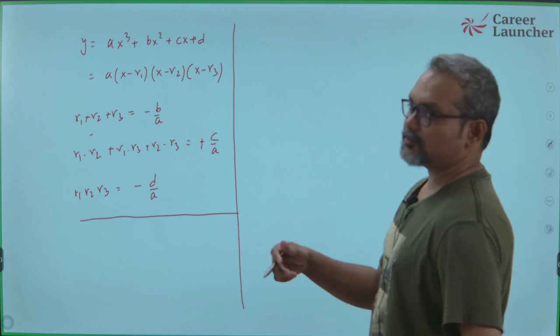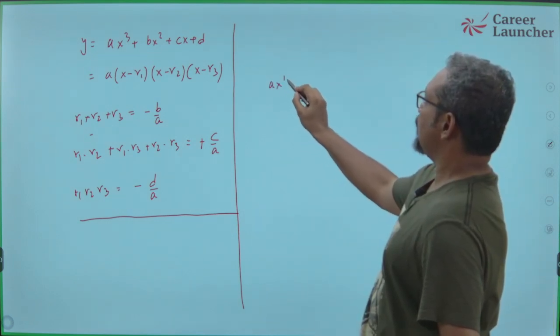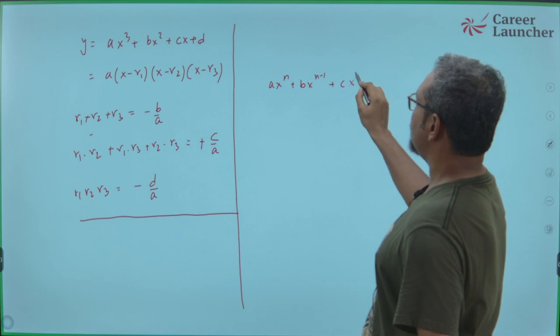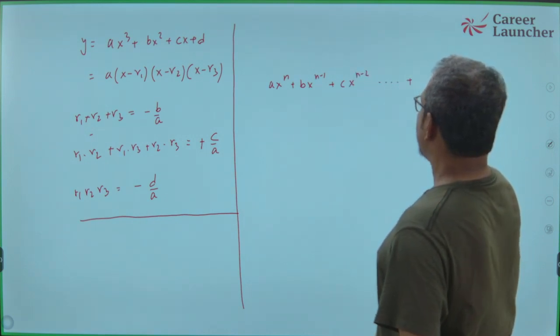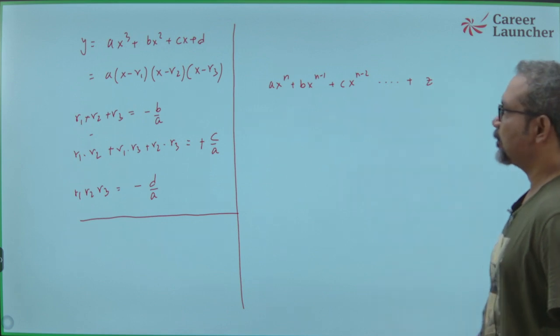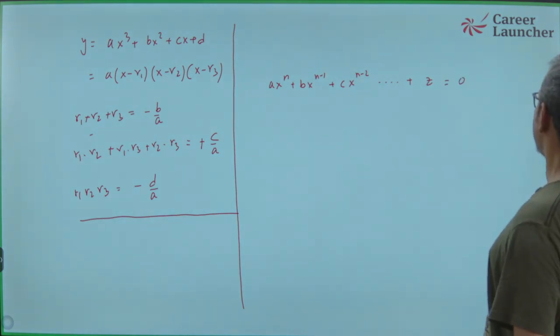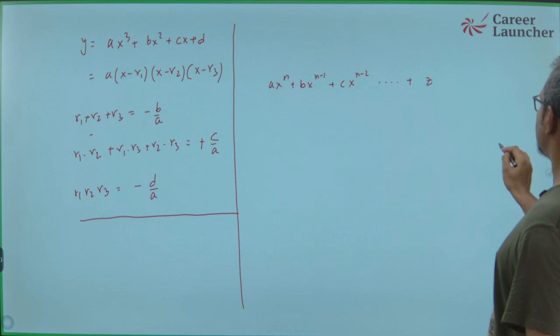Now in case we want a generalized version, if I take a x to the power n plus b x to the power n minus 1 plus c x to the power n minus 2, and so on, and let's say we stop at z, somewhere, equal to 0, we are solving, or let's just generalize, let's just keep it as y equal to.